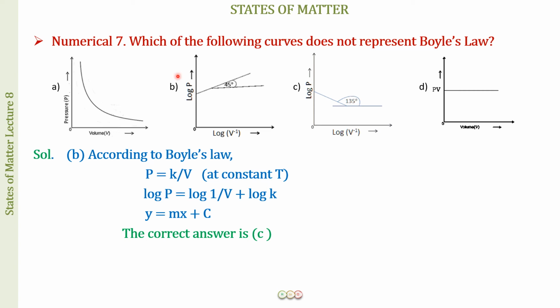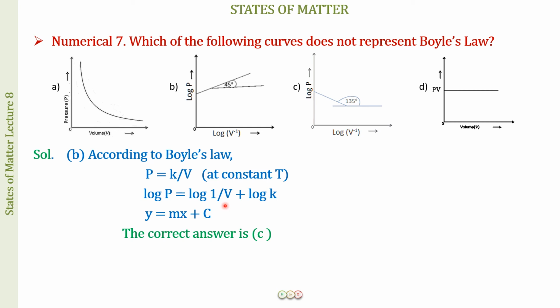Okay, so what we are going to do over here is that we have the Boyle's law equation P equal to K by V, and we will be taking log on both sides. So what we will be getting is log P equal to log K by V, which we can also write as log P equal to log 1 by V plus log K. I hope this is understood by all of you.